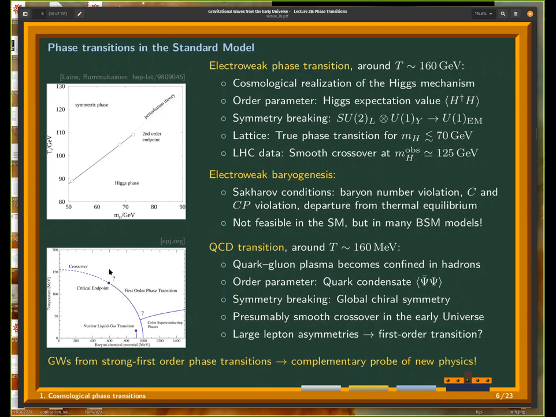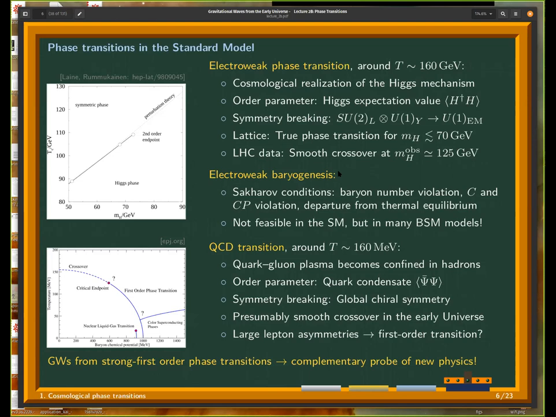All right. So from this perspective, we have to conclude that gravitational waves from a strong first order phase transition is something that points to physics beyond the standard model, because it simply does not work in the standard case of the standard model.